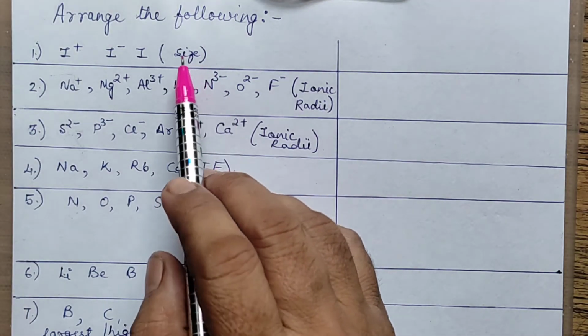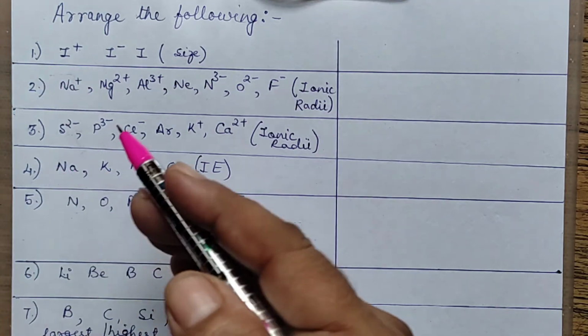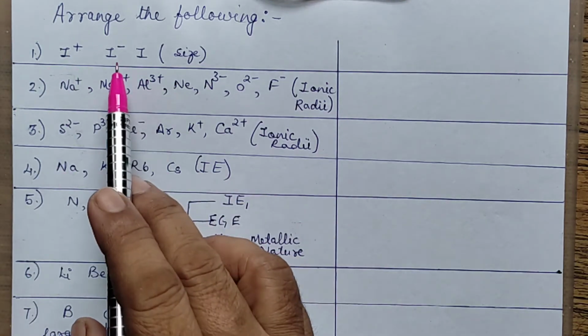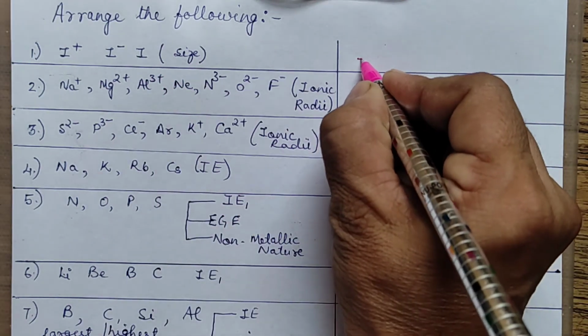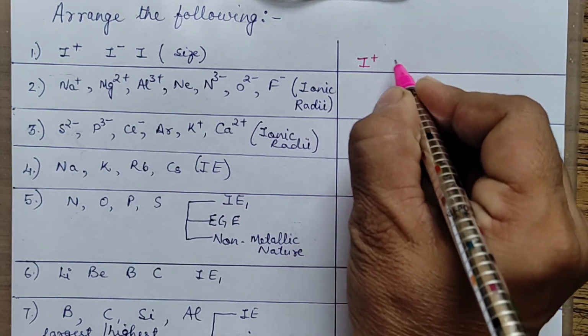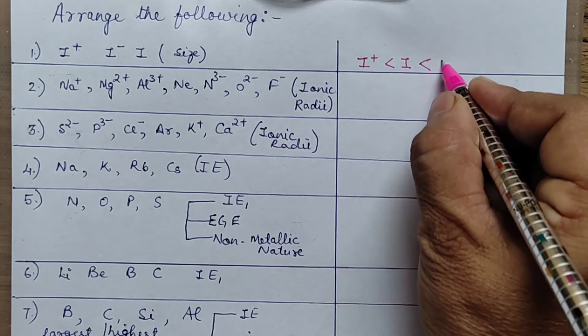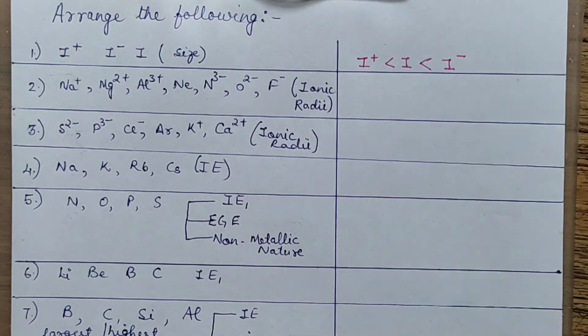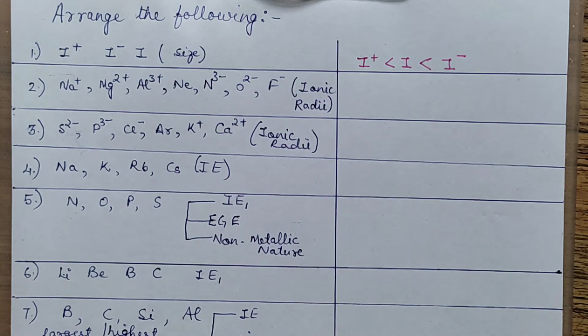In this it's very simple. We know cation is smaller in size because cation is formed by loss of electron and anion is formed by gain of electron. So the order will be: cation is the smallest, then you will have a neutral atom and the maximum would be I minus. That is anion. Anion is largest in size. Cation is smallest and put the neutral atom in the center.